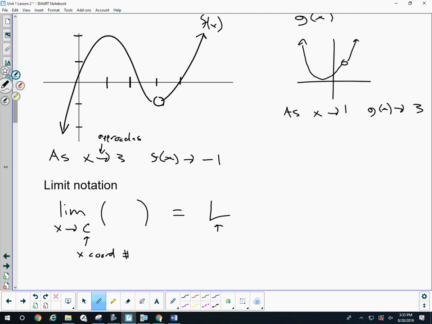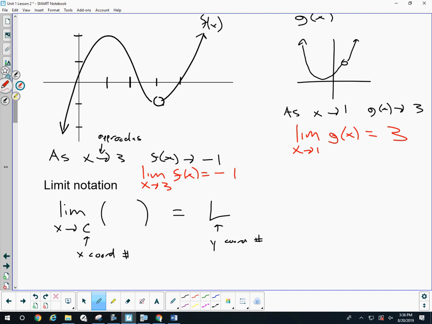L is just a placeholder. It's a y value. It's a y coordinate. It's a number. Okay? So instead of writing what we just wrote, we would write the limit as x approaches 1 of g of x equals 3. Or the limit as x approaches 3 of this f of x is -1. Okay?